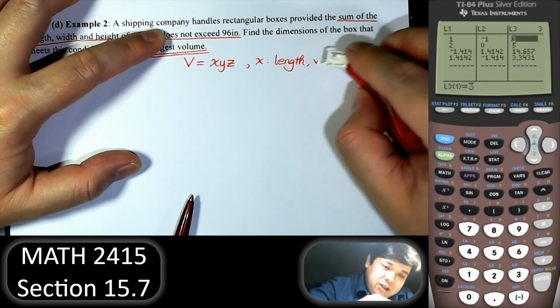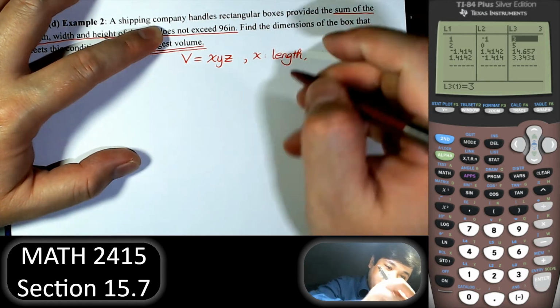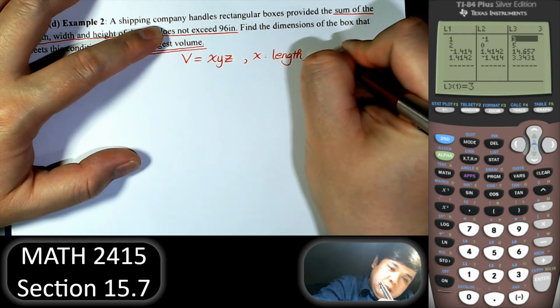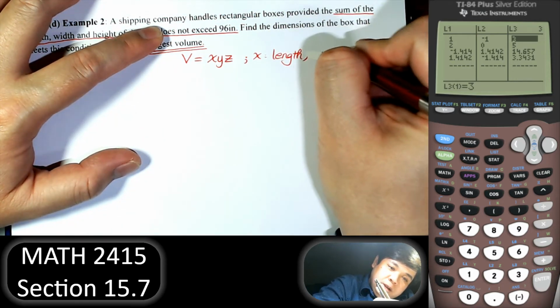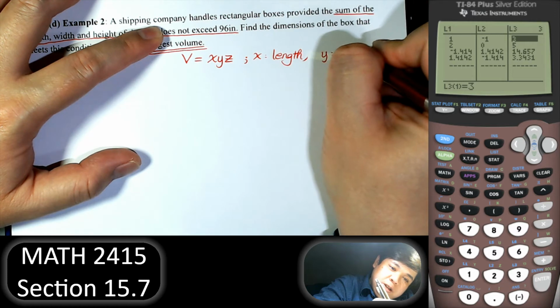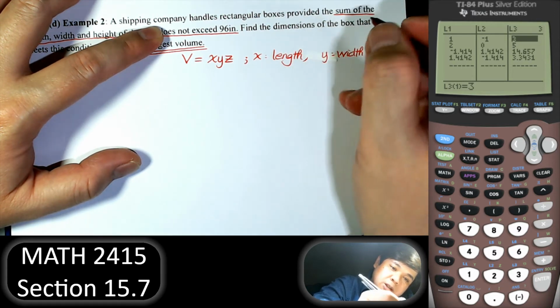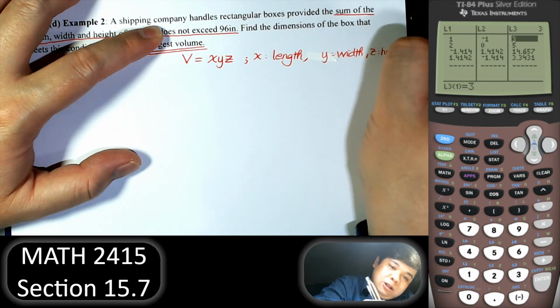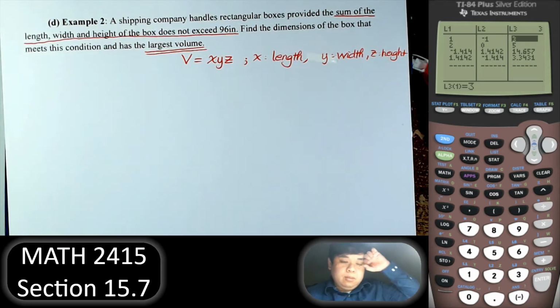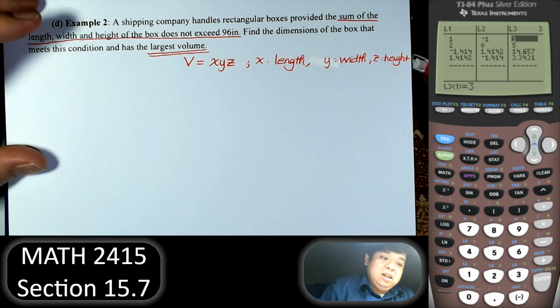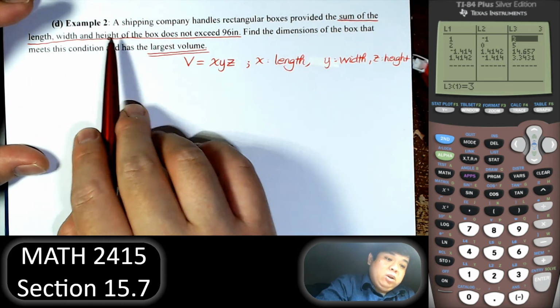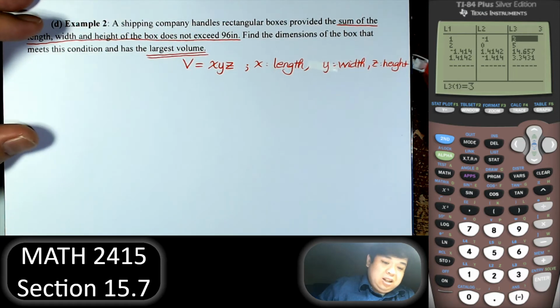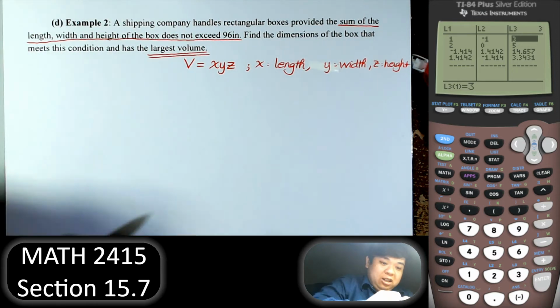But for now, y is width and z is height. Of course we're trying to maximize that. And then we just have the sum of length, width, and height is equal to 96, less than or equal to 96.